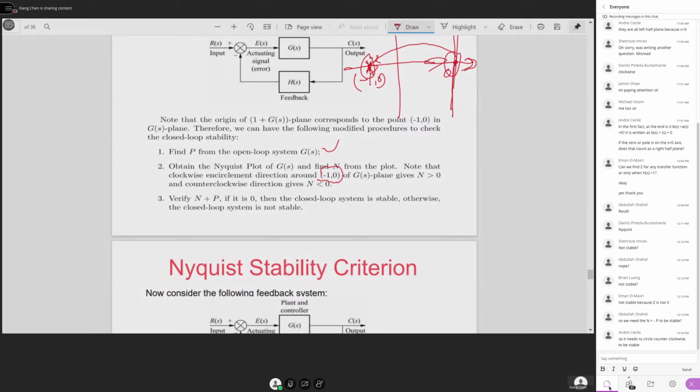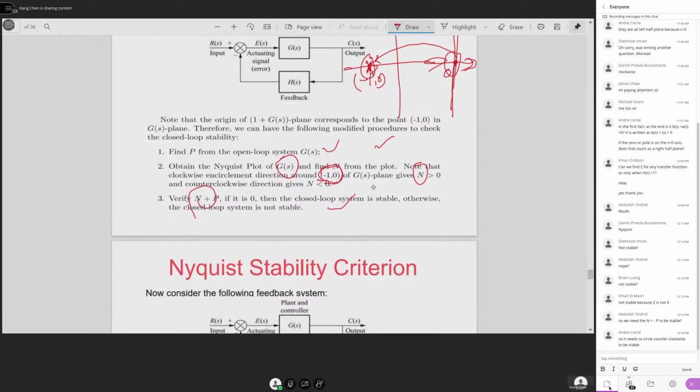Second, you don't draw the Nyquist plot of 1 plus G of S anymore. You just draw the Nyquist plot of G of S. No big deal. But the encirclement is going to be counted around the -1, 0 point. And you still find the net encirclement N around the -1, 0 point. Again, it could be positive, it could be negative. And then check N plus P.